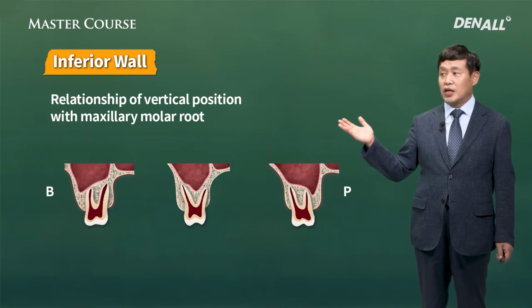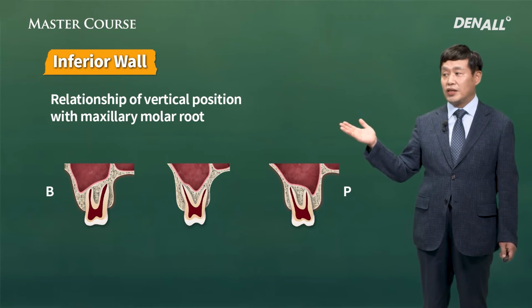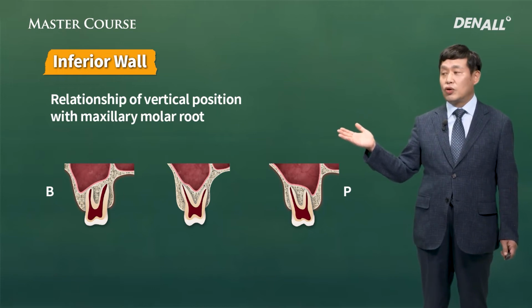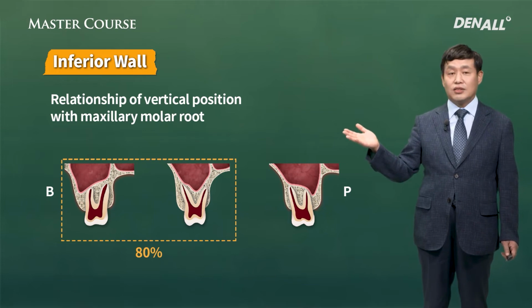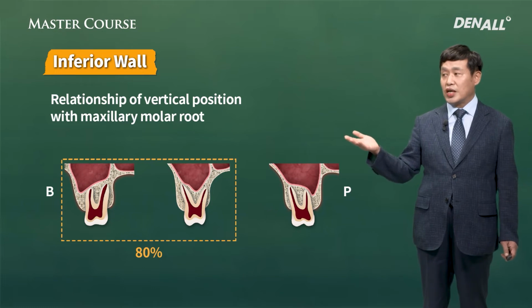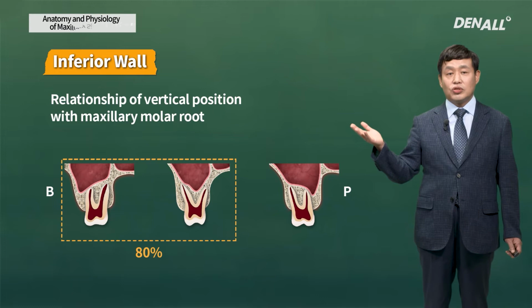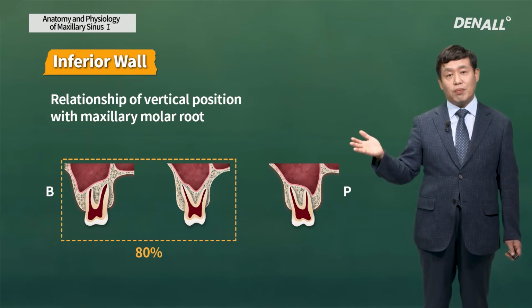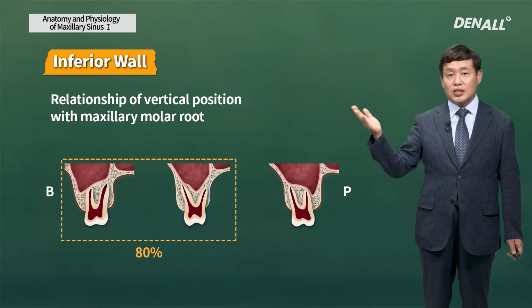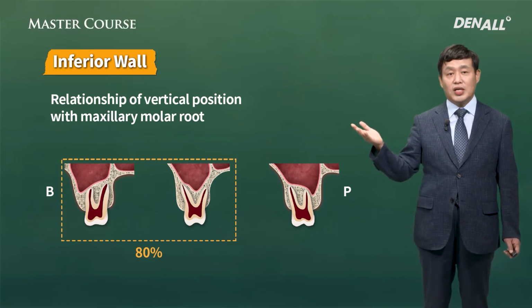Next, the relationship of horizontal position with maxillary molar root. In general, in 80% of the cases, it is in the buccal side or in the middle. So the lowest part of the sinus floor is usually in the buccal side rather than the palatal side. Therefore, you do not have a lot of difficulties in accessing the sinus floor.